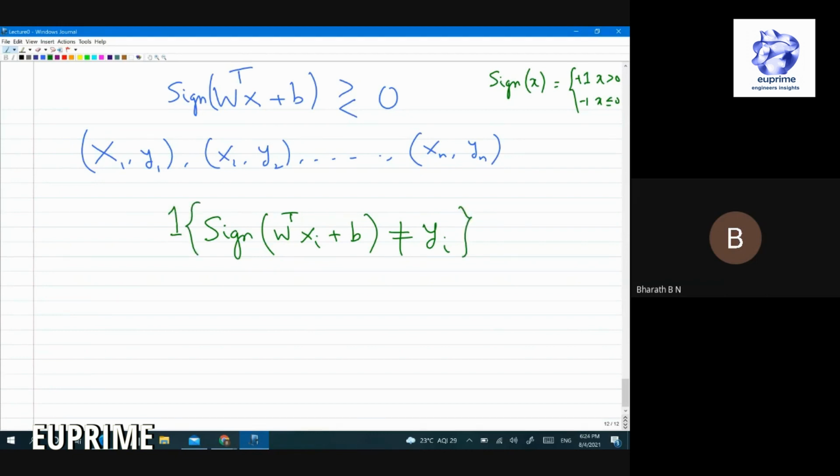How many of you know what an indicator function is? Indicator of a is 1 whenever a happens, otherwise 0. Whenever the sign is not equal to yi, it will be 1, otherwise it will be 0. So I'll count this. This will give me the total number of mistakes that my plane would have made. So what I do now is minimize this over w, the vector w, and the bias or the offset term b, right?